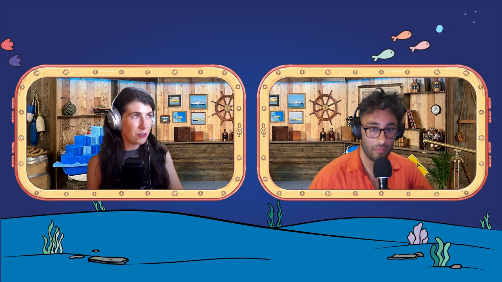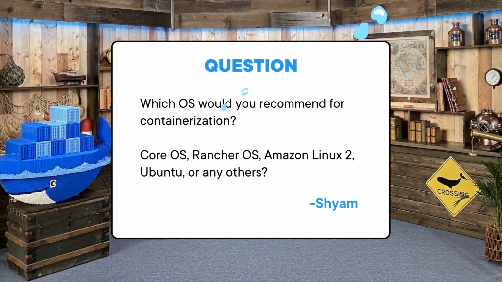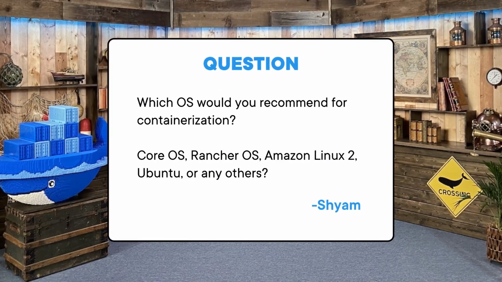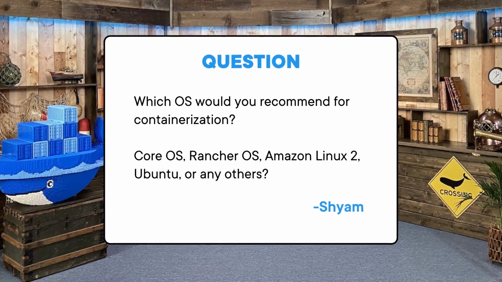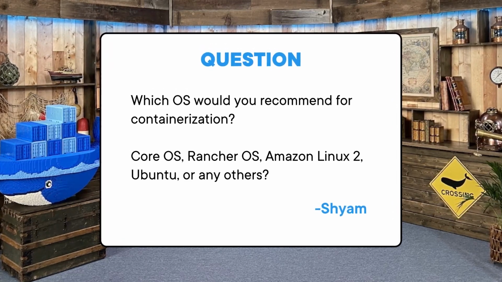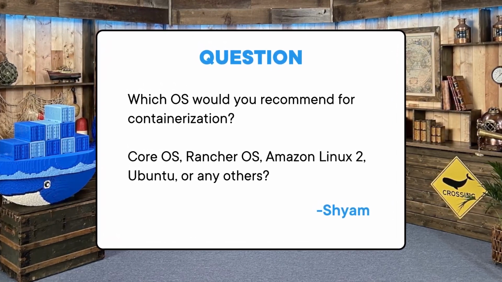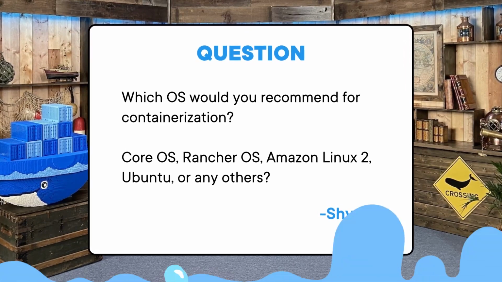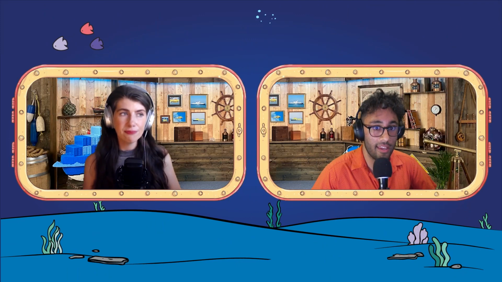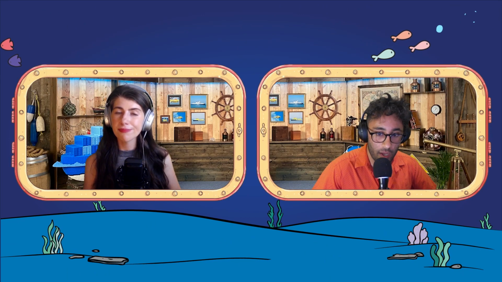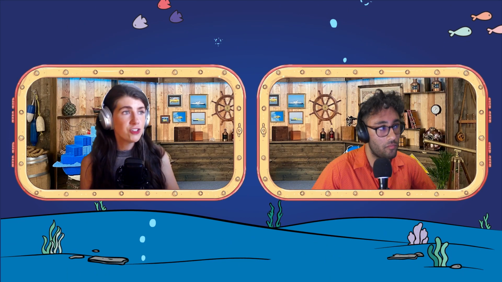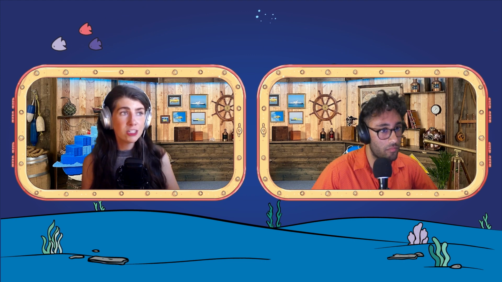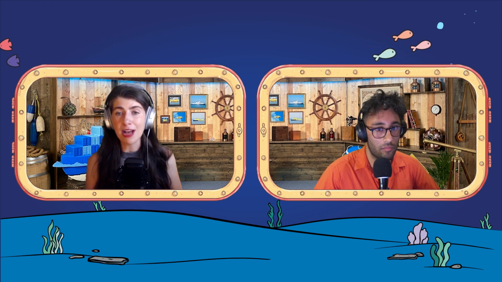All right, so I'm going to pivot over here to the chagrin of producer Luke, but Sham's question is, which OS would you recommend for containerization? He lists a few examples: Core OS, Rancher OS, Amazon Linux 2, Ubuntu, or any other. And they don't give any specific use cases about what they're going to do with them? No use cases, just a general question. Currently, Sham is thinking about Rancher OS right now.